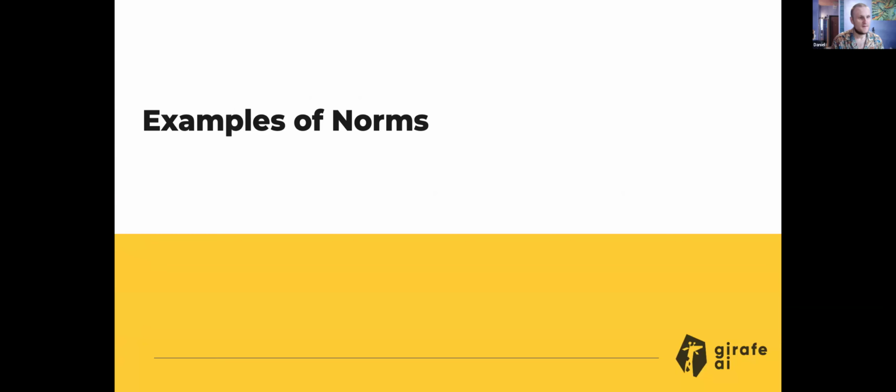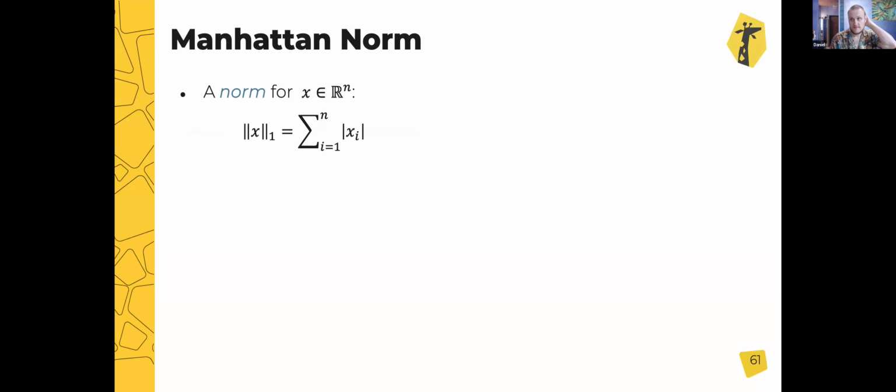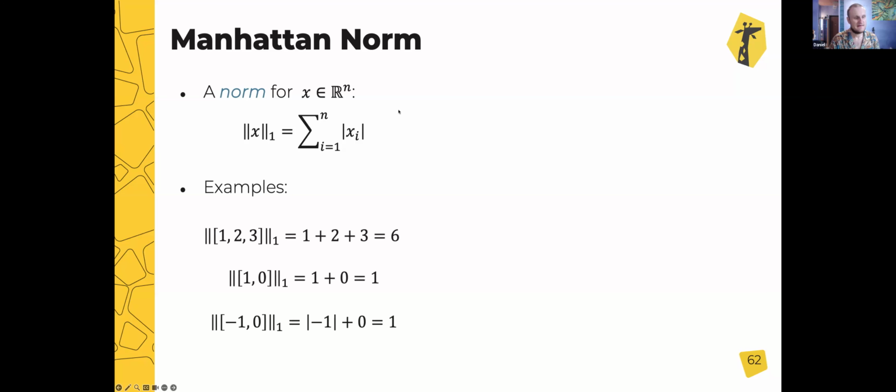Okay. Examples of norms that we will be using. Basically, all we'll need is an example of what is called an LP norm. Meet the so-called L1 norm. What is that? You just take the modulus of the first coordinate, add the modulus of the second coordinate, and so on. For example, if we have vector 1, 2, 3, we add 1 plus 2 plus 3. If we have a vector 1, 0, we add 1 and 0.